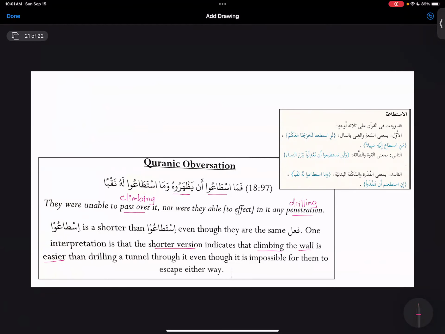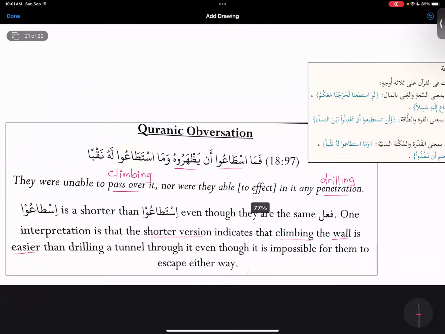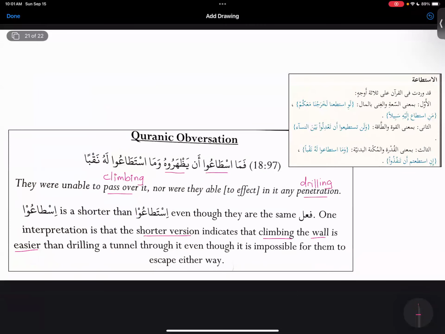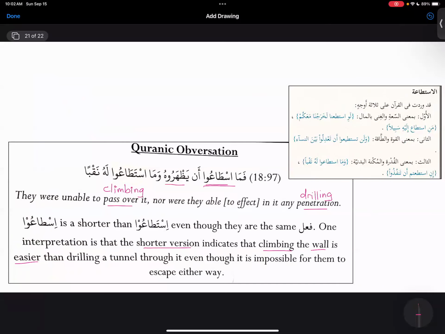Okay, so istata'a, yastati'u, we see it in the Quran a lot. And this is a beautiful Quranic gem from Surat Al-Kahf. It says, فَمَا اسْطَاعُوا أَنْ يَظْهَرُوهُ وَمَا اسْتَطَاعُوا لَهُ نَقْبًا. Now, istata'a, yastati'u. Both of these here have the same siga. What is the siga?